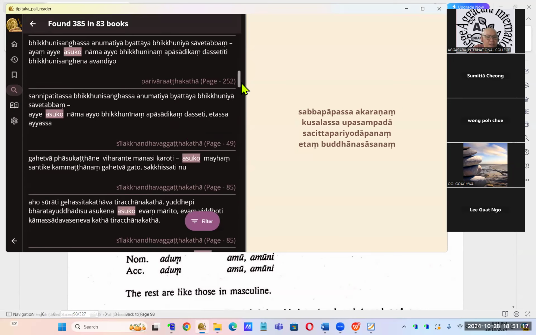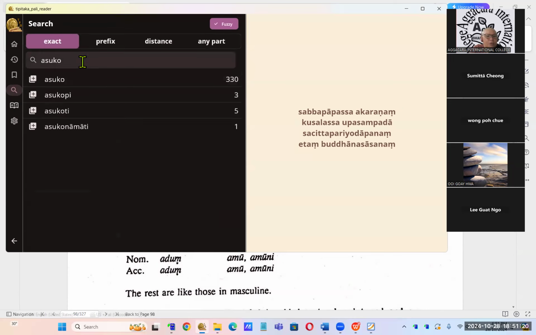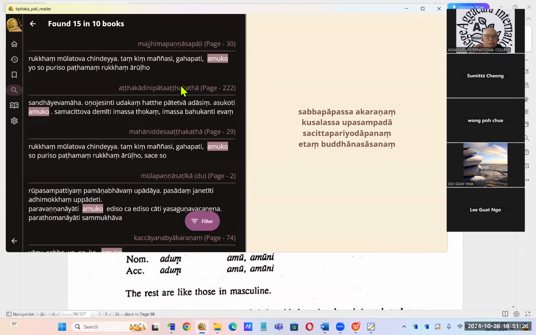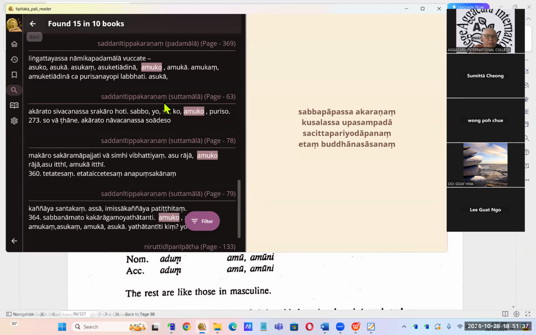"Asuko nama." It's like "certain," meaning that we don't know who. So not just "asu," but "asuko." How about "amuko"? Actually, very rare. "Amuko yo so puriso" means "certain" also, but "amuko" is less common than "asuko." "Asuko" is more common. So anyway, you can do a search here.